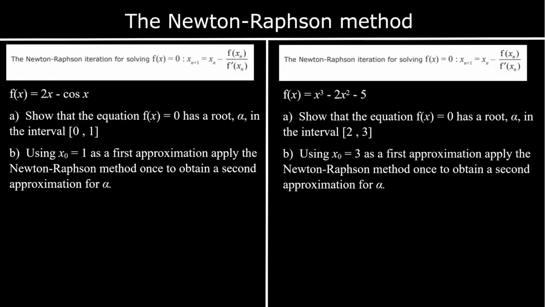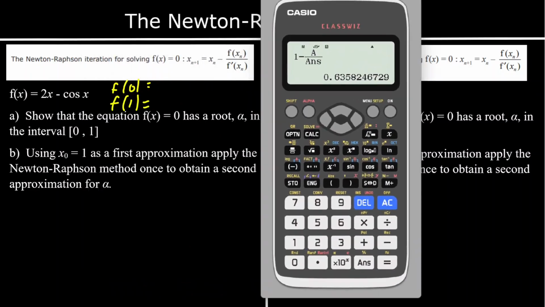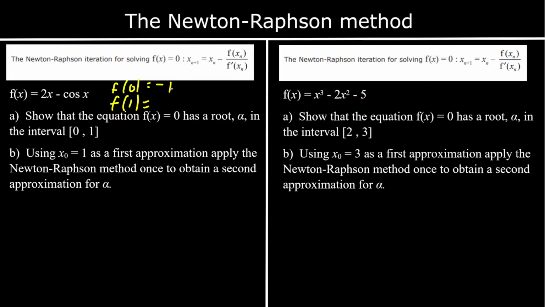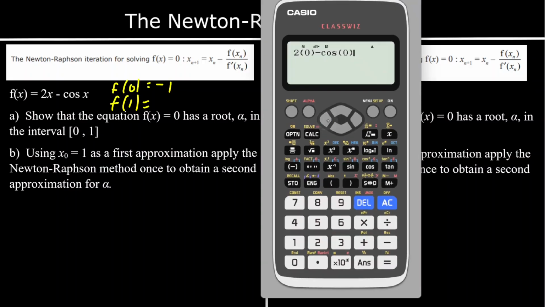Another question, same thing. So show that the equation f of x equals 0 has a root in the interval between 0 and 1. So we're just going to do f of 0 and f of 1, change of sign, and therefore there's a root. So 2 zeros, take away cos 0 is negative 1. And 2 ones, take away cos 1 is 1.46.